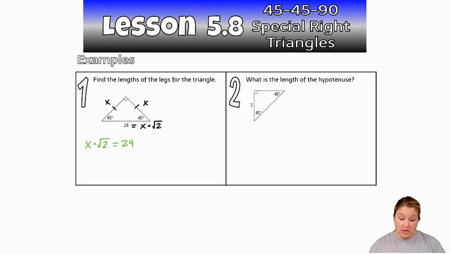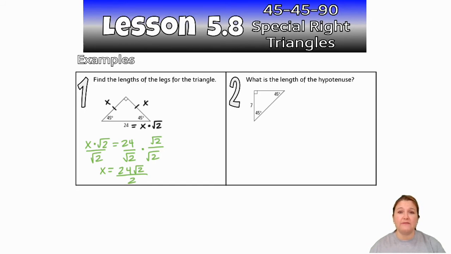Just like any other time we have x times some number, we have to divide. We have to do the same thing here. We're going to divide each side by the square root of 2. Now, if you'll remember, you can't leave your answer like that because you cannot leave a radical sign in the denominator. So I'm going to have to multiply by the square root of 2 over the square root of 2 to simplify this. That leaves me with 24 times the square root of 2 divided by 2.